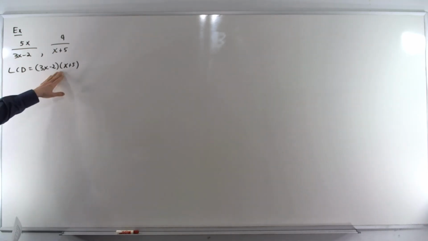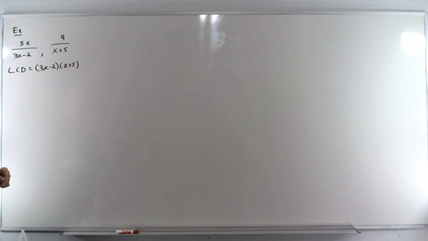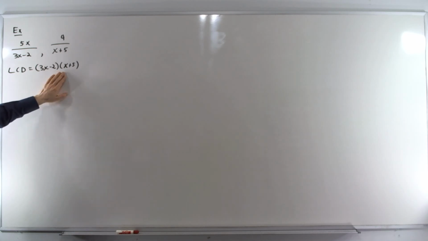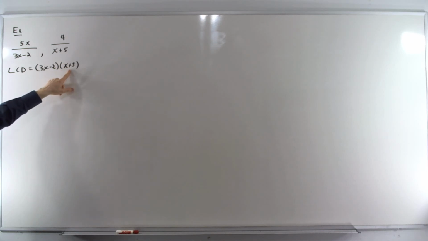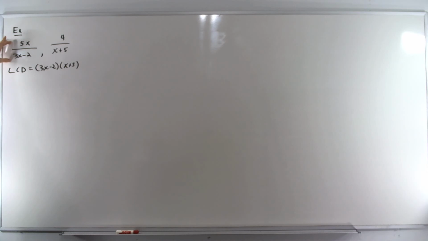Alright, so this is the denominator we want for both of these fractions. So how do we convert these fractions to have that denominator? We're going to multiply by the missing factors. This fraction has 3x minus 2 already. Right? We already have this one, so we don't need any more of those. But we're missing x plus 5. So that means we're going to multiply this fraction by x plus 5 over itself.